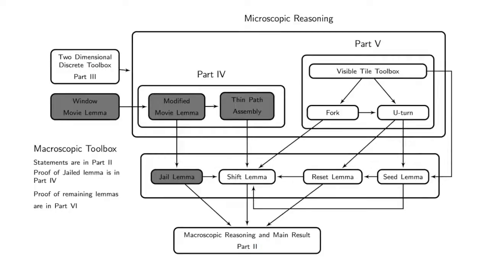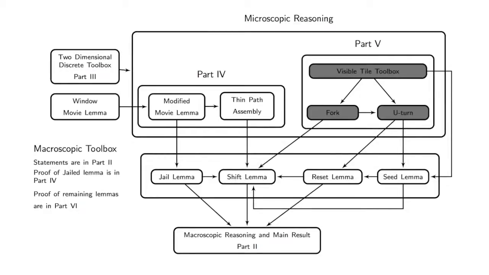In Part 4, we prove one lemma of our macroscopic toolbox whose proof is independent from the other ones. This proof relies on the window movie lemma, which was already proven in the article Intrinsic Universality and Tile Self-Assembly Requires Cooperation. In Part 5, we develop a powerful tool about U-turn. This part is the longest and hardest of the proof and a prerequisite for all the remaining macroscopic lemmas.